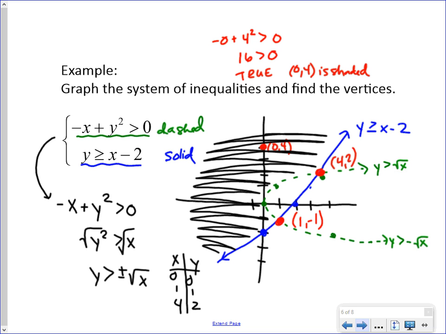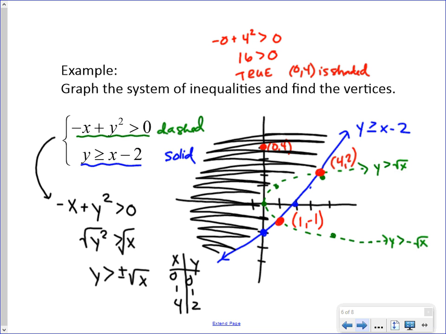Check negative 1 and negative 1. Negative 1 plus 1 squared, 0 equals 0. This would be negative 1 equals 1 minus 2. Negative 1 equals negative 1. They check. So it should work in both inequalities, making both sides equal, even if it doesn't fit the inequality.